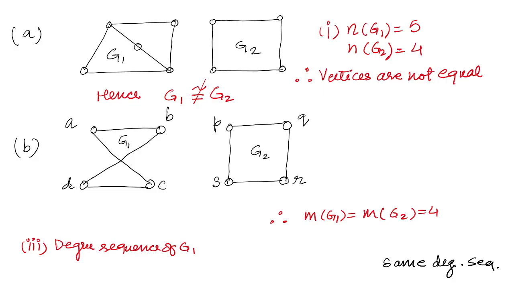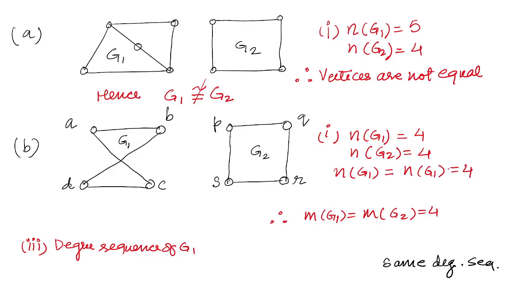Now check this one. The first thing is you have to count the number of vertices in this and in this. So it is 4. Okay, first option is correct. Now the number of edges. The number of edges in the first one is 4, in the second one also 4. Okay, then this is also okay. So vertices and edges are okay.